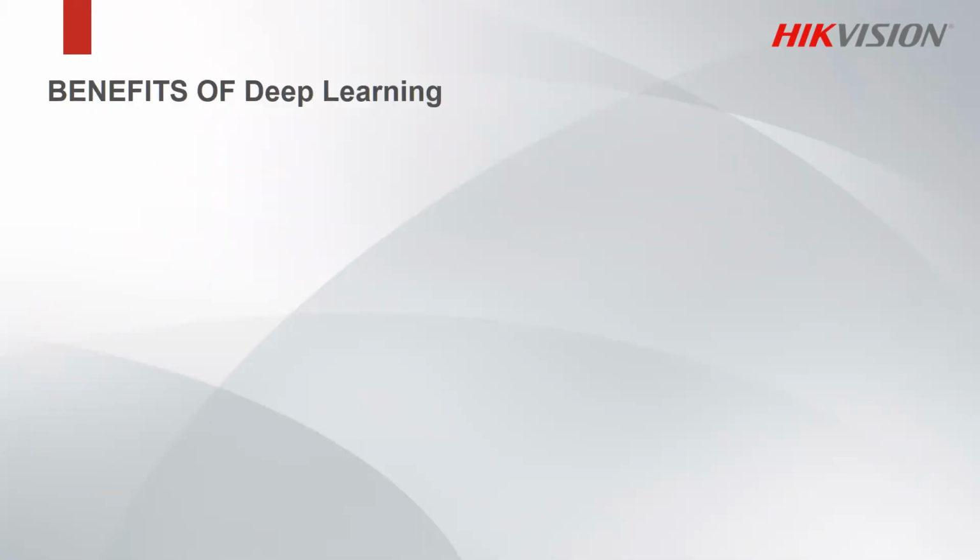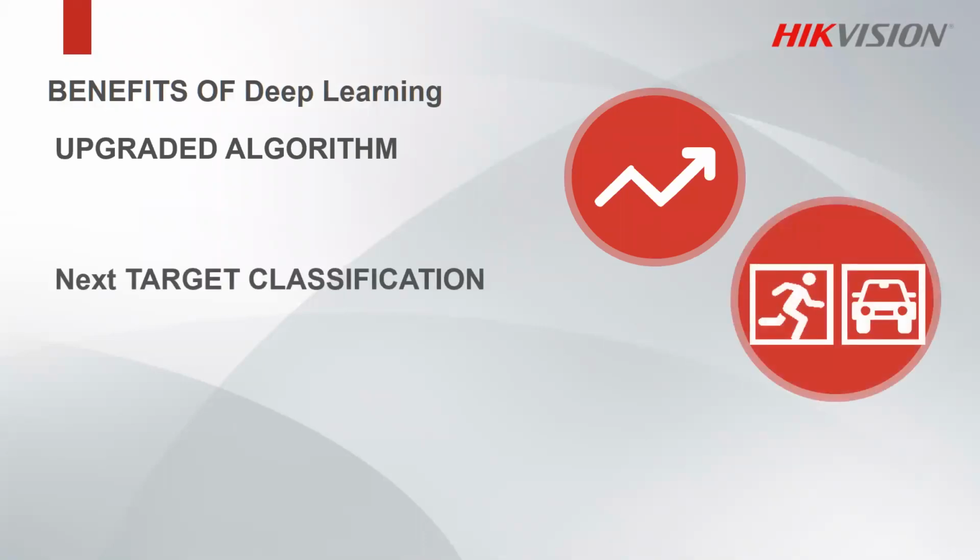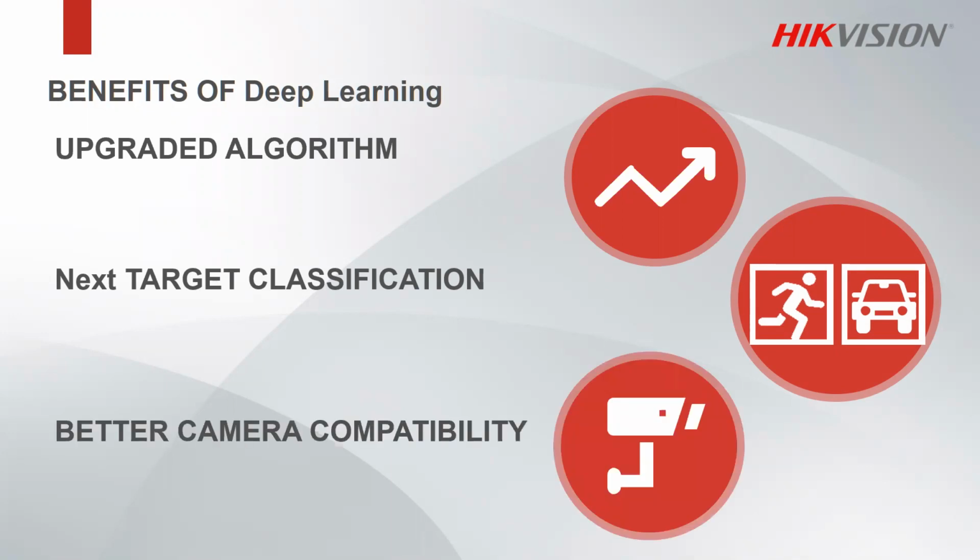To assist with this ever-increasing problem, we have introduced a deep learning system to reduce false alarms based on a target tracking algorithm. With improved target classification algorithms, we get more accurate target detection. The system is compatible with our own cameras and third-party network cameras without decreasing any performance.